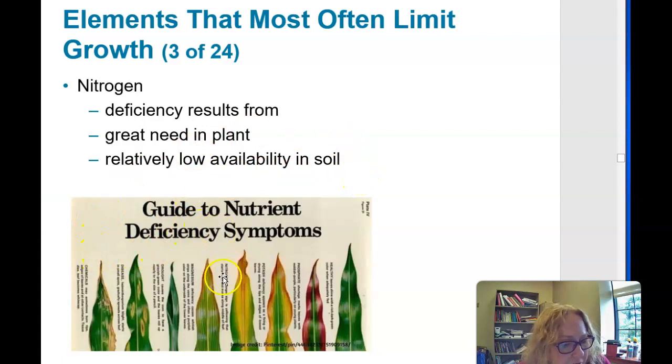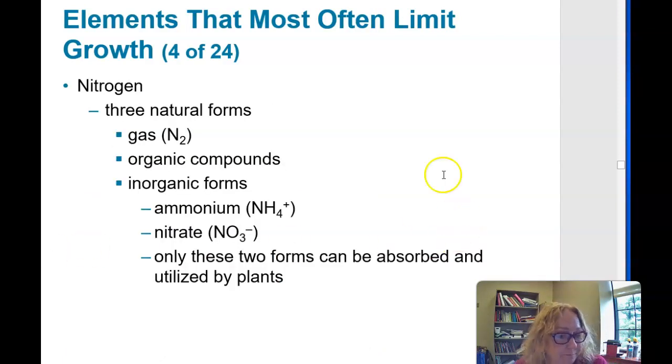Here's your nitrogen deficiency, right there, very yellow. And there are two reasons that it's the primary deficiency that you see. One, it uses the most. A plant needs a ton of nitrogen. And two, there's a relatively low level of soil availability. Even though there's nitrogen everywhere, there's only a couple forms that the plant can actually take up. So it gets deficient very quickly.